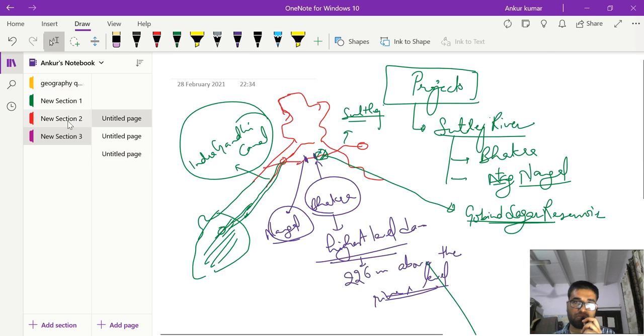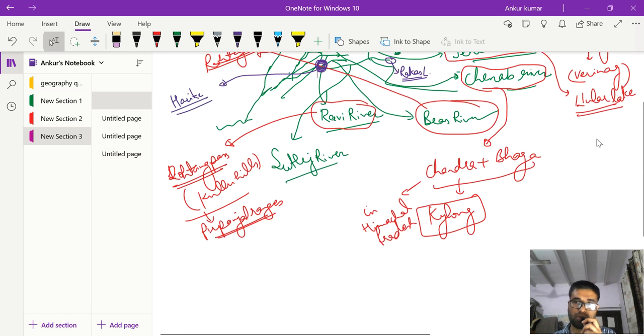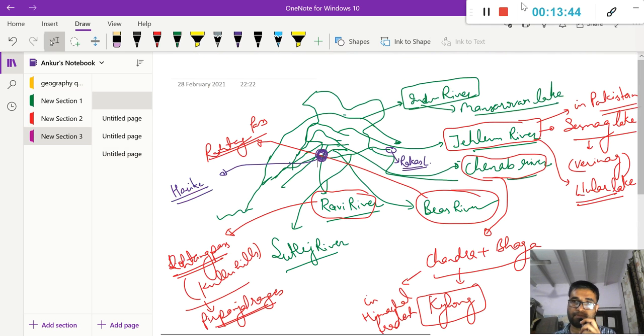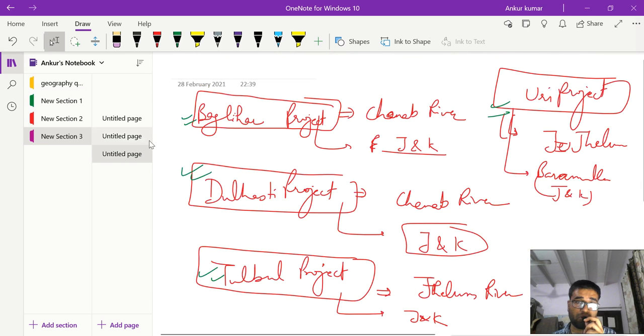Sorry. So this was the Indus River system that we did in detail. Okay, all the projects of the Indus River system.